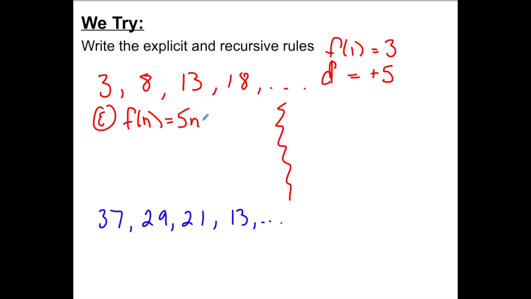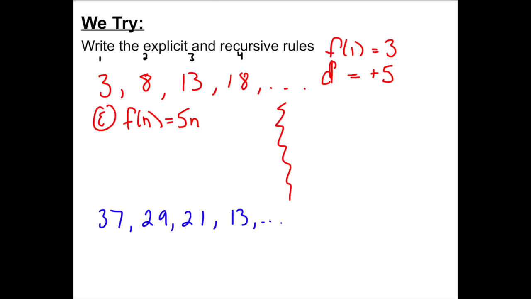Because the 5 represents the fact that it's going up by 5. Now, when I plug in 1, remember, these are the term numbers. These are the n's. So I'm plugging in 1, I get 3. I plug in 2, I get 8. I plug in 3, I get 13. I plug in 4, I get 18.